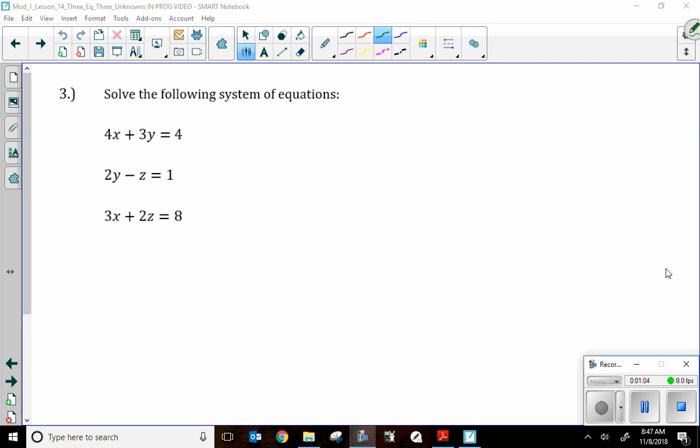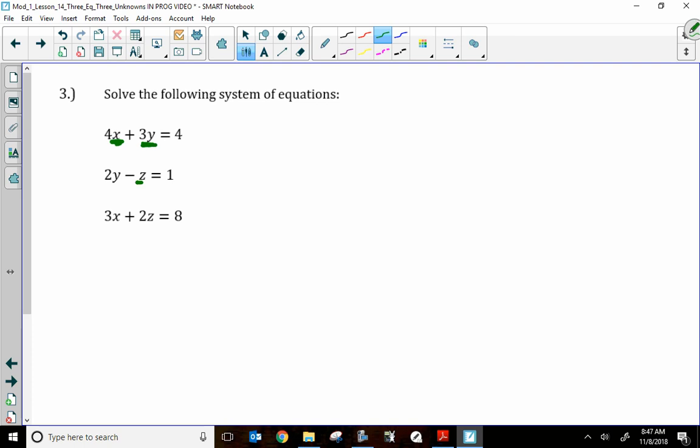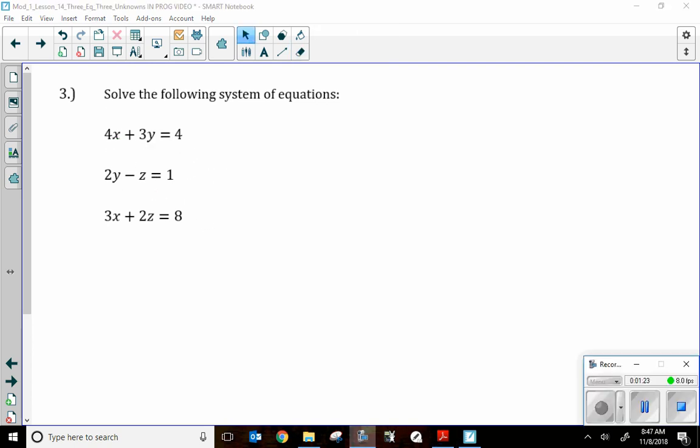Anyways, let's solve the following system of equations. Okay? I said we have 3 equations with 3 unknowns. I have an x, I have a y, and I have a z here. But it doesn't look like every equation has all 3 variables. So this is what I am going to do. I am going to decide which 2 variables I want to keep and which one I want to get rid of. And that's going to help me decide what 2 equations here I'm going to manipulate.